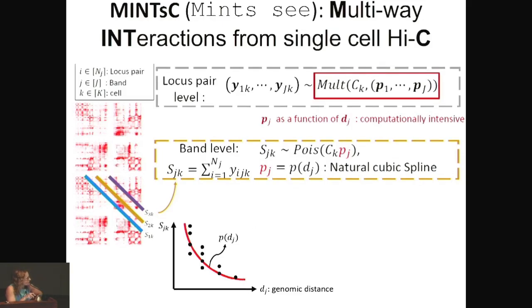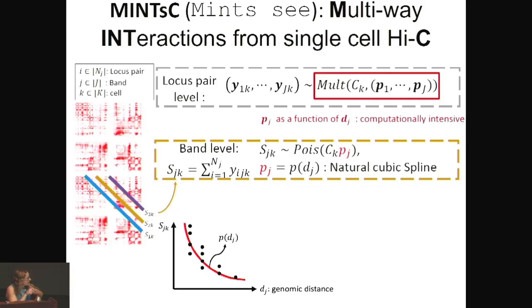But if you wanted to fit this model where these pi's depend on the genomic distance, and usually this is a nonlinear dependence, you would want to use some sort of nonlinear function, maybe a spline. Just fitting that is computationally very intensive. If your single-cell Hi-C count matrix is at 10 base pair resolution, for chromosome 1 this is going to be in the millions. But what we can do is a simple trick.